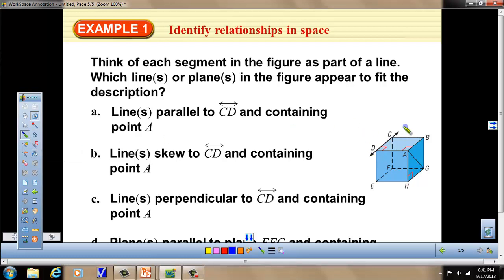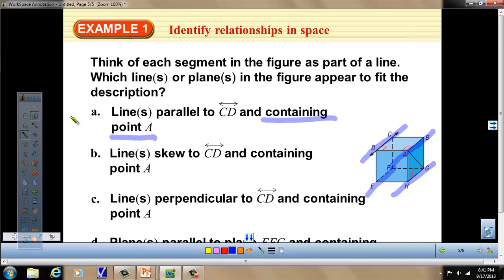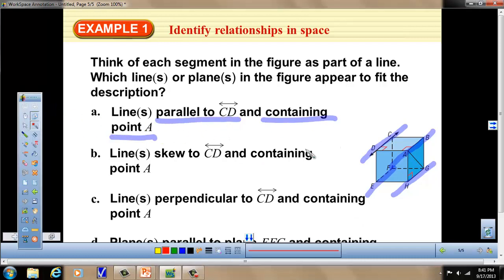Well, we've got this line right here, which is CD, and we've got AB is parallel to it, GH is parallel to it, and FE is parallel to it. But we want it to contain point A as well. So parallel to CD and containing point A. The only one that works there is line AB.